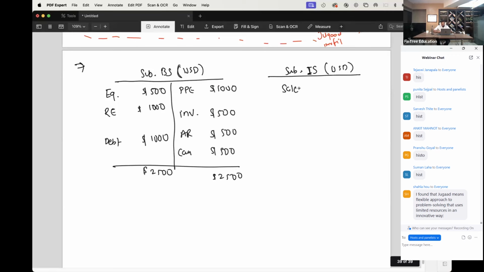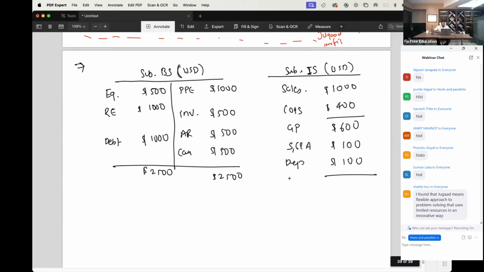Income statement, sales during the year, $1,000. COGS, $400. GP, $600. SG and A, $100. Depreciation, $100. Your profit before tax, this is $400. Taxes, $100. Net profit, $300.